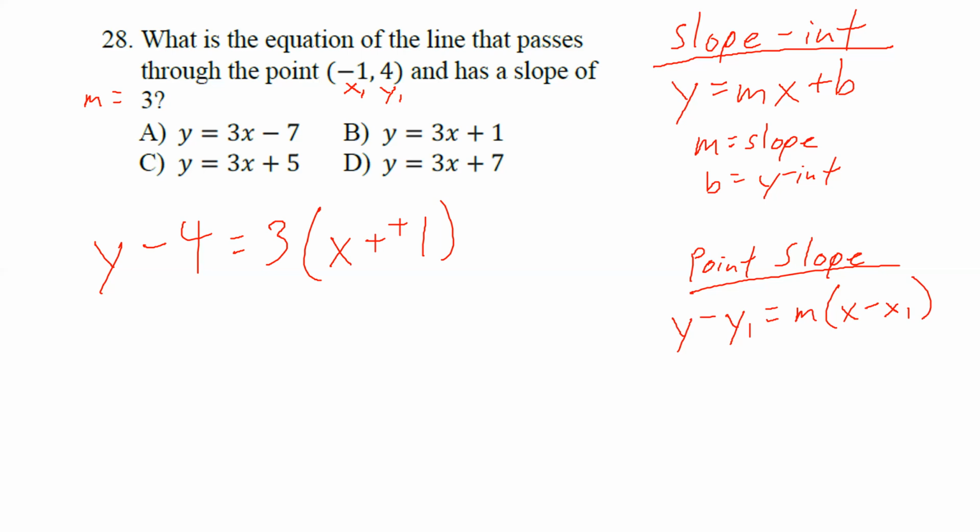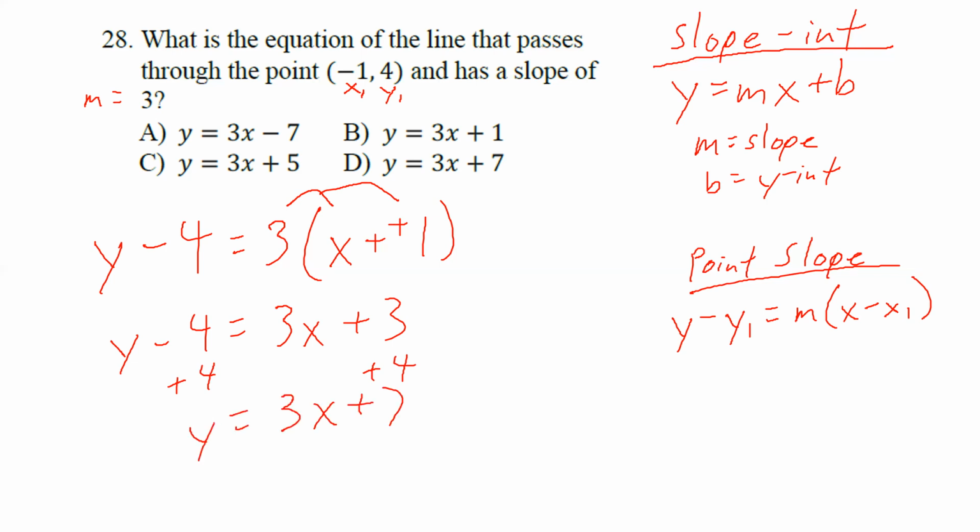First step, we take the equation we've written and change it into slope-intercept form by distributing, or simplifying, the right side. The 3 needs to be distributed to both parts. Now I have y minus 4 equals 3 times x, which is 3x, and 3 times 1 is 3. Finally, we have to get y by itself, so we get this 4 over to the other side. It's currently -4, so we add 4 to both sides. Now that becomes 3x plus 7. So our correct equation was D.